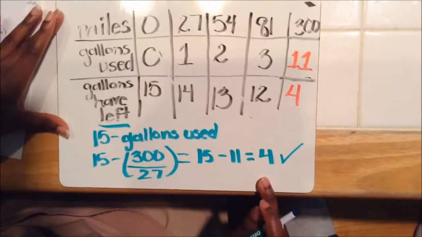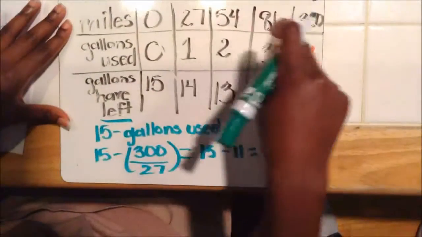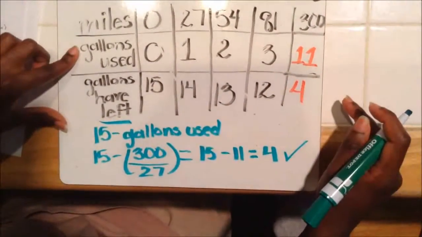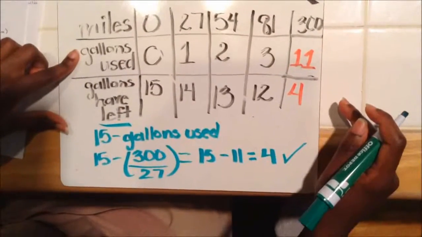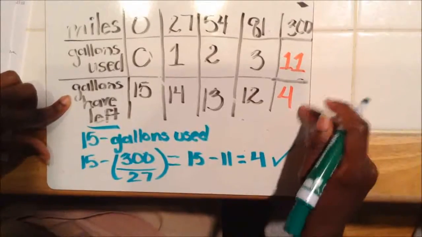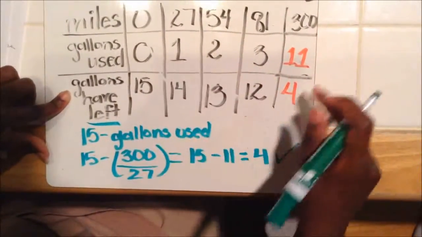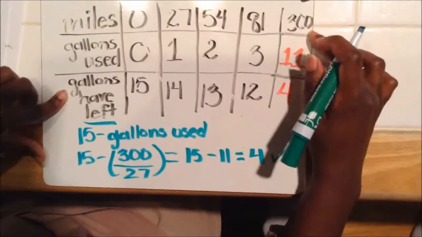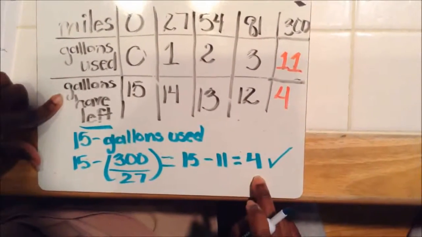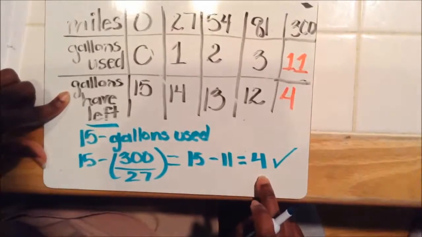And I've also noticed one other thing. As the number of miles have increased, the number of gallons that I've used also have increased as well. And then the number of gallons that I have left have decreased. So all in all, it looks like I was on the right track. And that if I've driven 300 miles, I should have approximately 4 gallons left. And that is the solution to this particular problem.